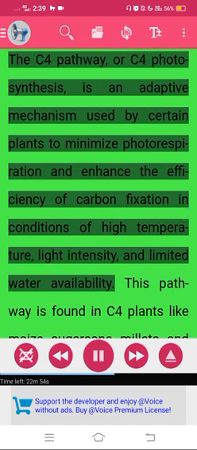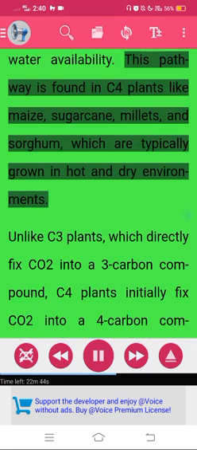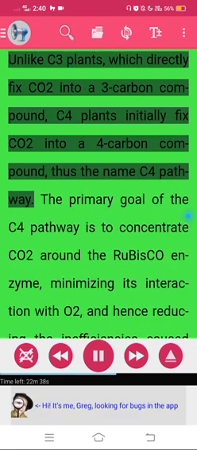The C4 pathway, or C4 photosynthesis, is an adaptive mechanism used by certain plants to minimize photorespiration and enhance the efficiency of carbon fixation in conditions of high temperature, light intensity, and limited water availability. This pathway is found in C4 plants like maize, sugarcane, millets, and sorghum, which are typically grown in hot and dry environments. Unlike C3 plants, which directly fix CO2 into a 3-carbon compound, C4 plants initially fix CO2 into a 4-carbon compound, thus the name C4 pathway.